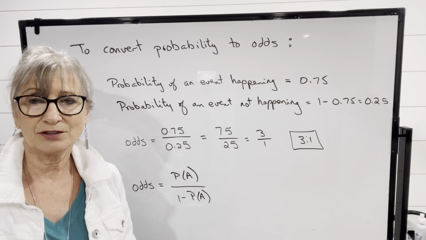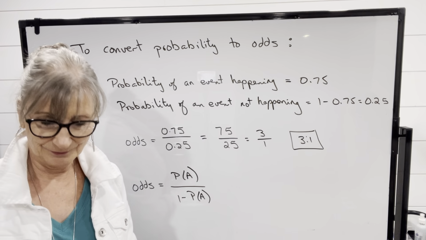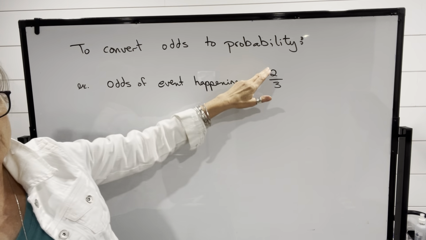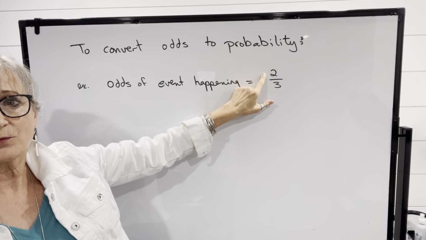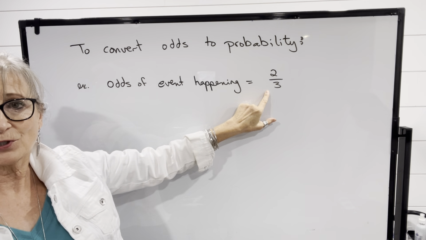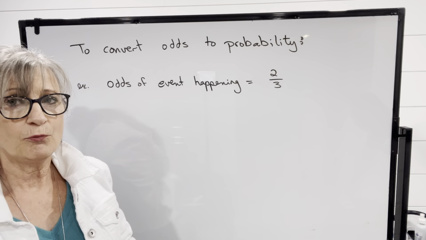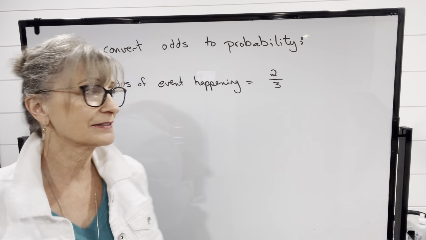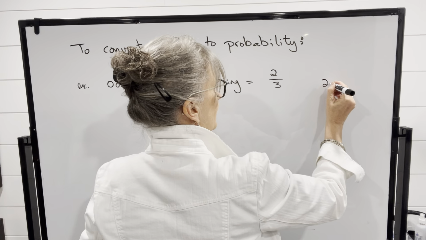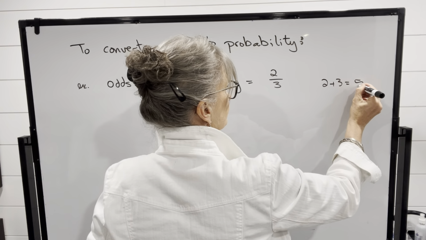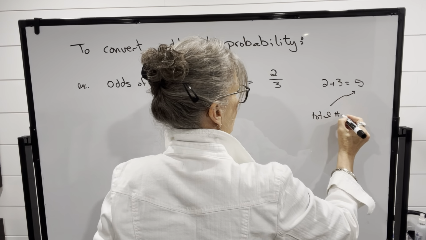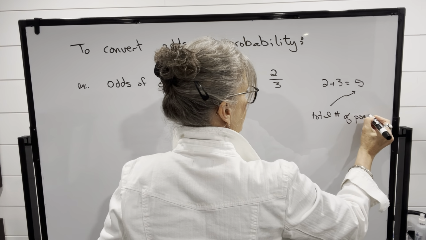Now let's take a look at converting odds to probability. So let's say we know the odds of a certain event happening are 2 to 3. So that means there are 2 ways for it to happen and 3 ways for it not to happen. Now if we add up 2 and 3, we get the total number of possibilities. So we're going to do that. So this is the total number of possible outcomes.